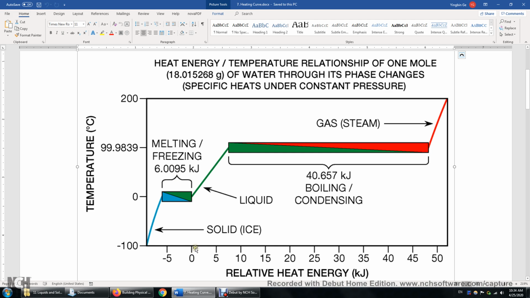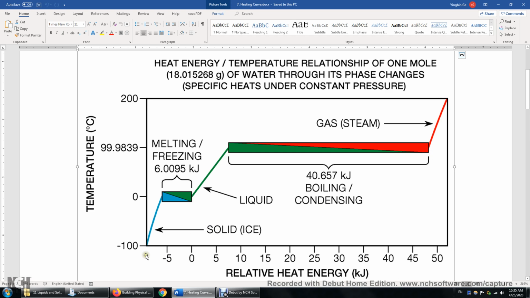To heat up the water from 0 to 100 degree, this is 0 here. From 0 to 100 degrees Celsius, we need roughly 7.5 kilojoule. And then 40.7 to vaporize the water. And finally, another 4 to increase the water vapor temperature from 100 to 200 degrees Celsius.